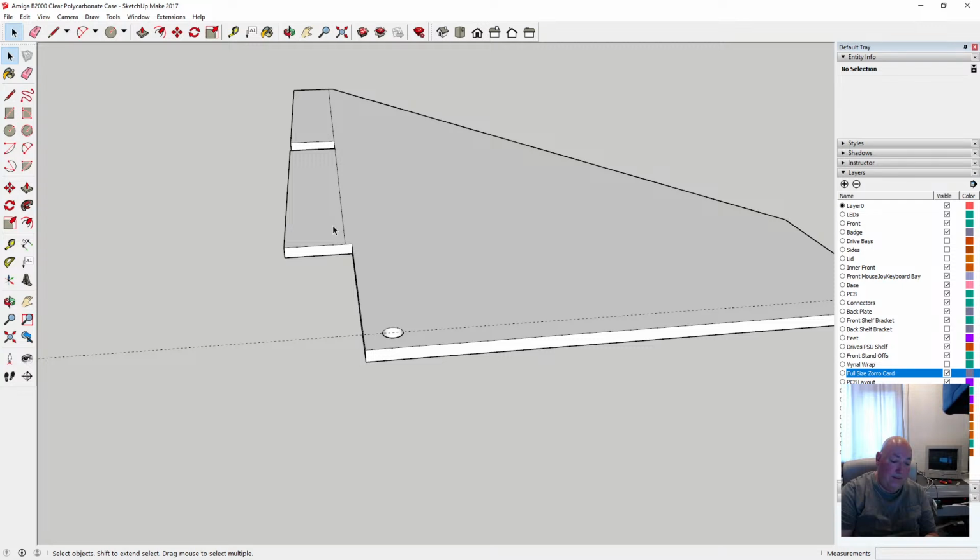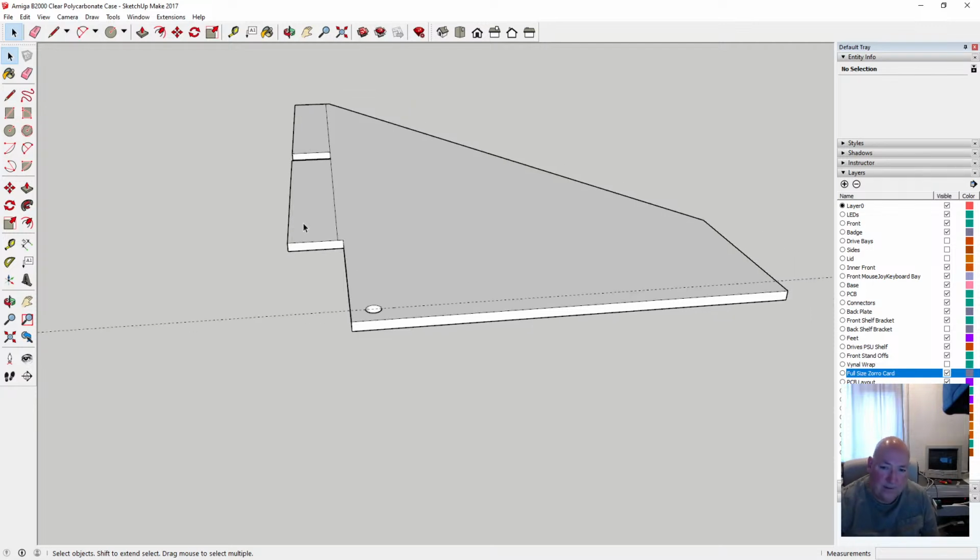Oh, 7.5. Yeah, 7.5 from the end. So 7.5. We've got another hole, another fixing hole.